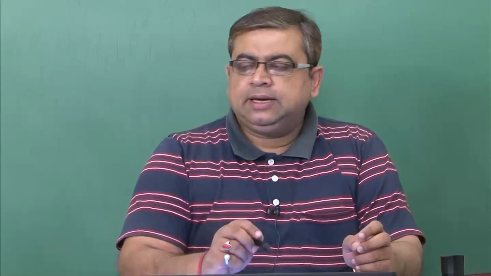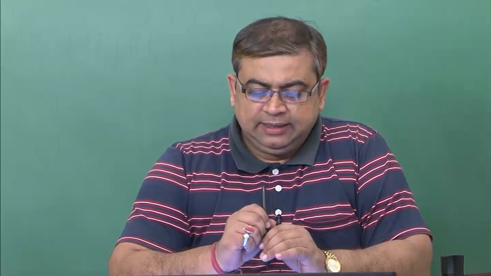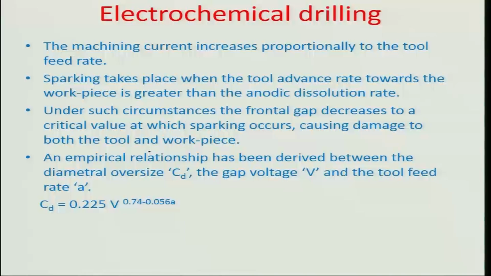So the machining current that actually comes up really is a function of the total tool feed rate. If the tool feed rate is high, the machining current would increase proportionally, and there is also a possibility that there may be sparking, because think of it that if the electrode is approaching the workpiece at a certain advance rate, or the rate of gap closure, the electric field also parallelly is increasing.